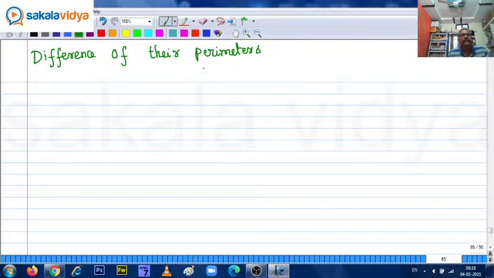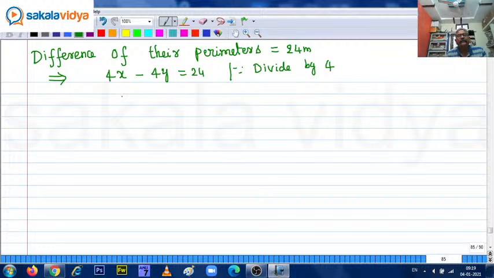The difference of their perimeters is given as 24 meters. So the perimeter of the first square, 4x, minus the perimeter of the second square, 4y, equals 24. Divide by 4 on both sides, and we get x minus y equals 24. So you can write y equals x minus 24. Say this is equation 2.